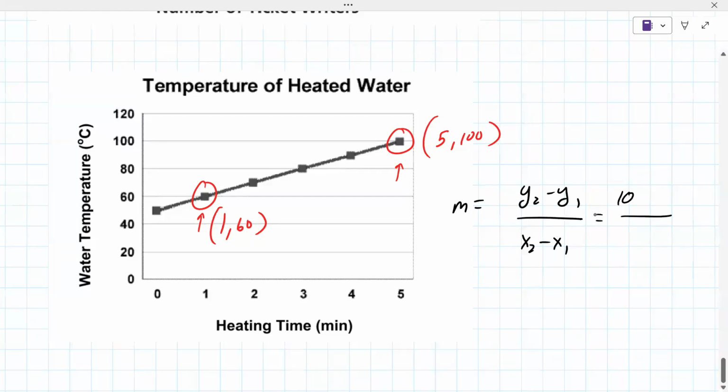Would it be 40/4? Okay, what does that divide to? What is 40 divided by 4? 10. It is 10. Very good. All right, good job. Let's go ahead and stop there. Let's stop a little early for today.